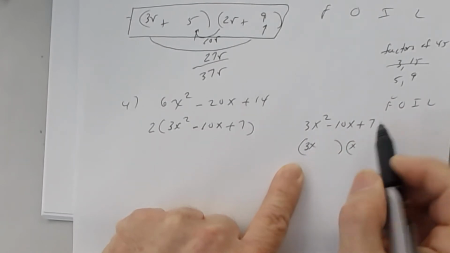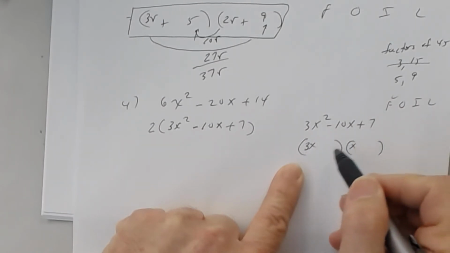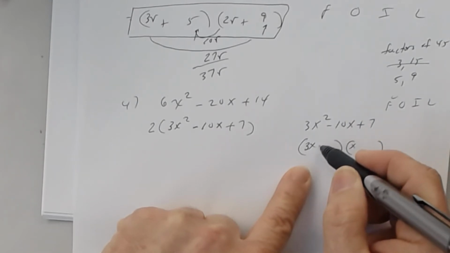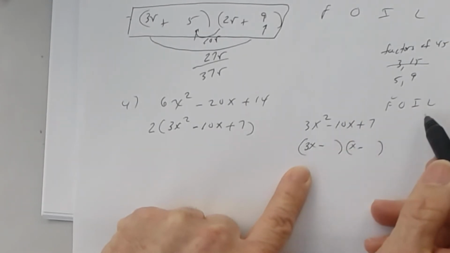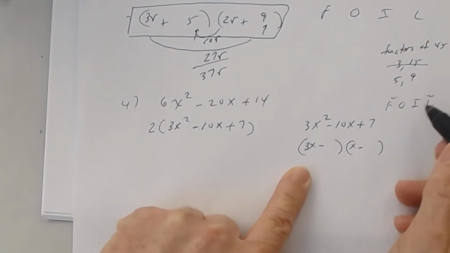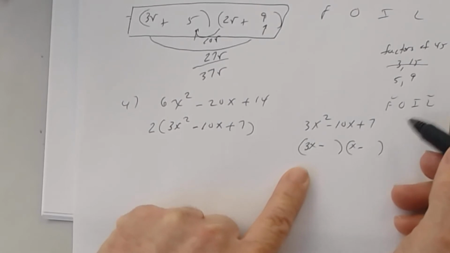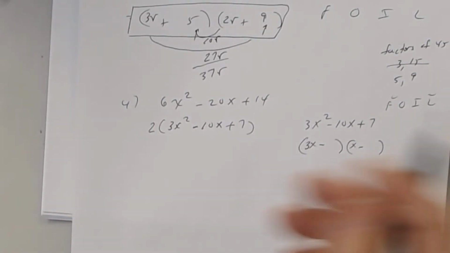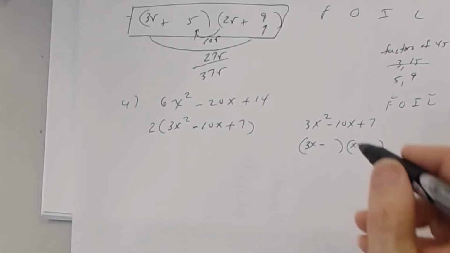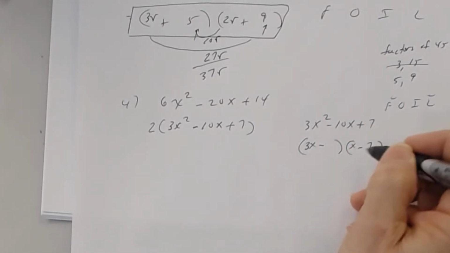3x and x. Now the last sign's positive. These signs have to be the same, and they're both negative. Good. And for L, what's the only possibility to get a product of 7? 1 and 7. All right, now that's where you can say, I'm going to put the 1 here, the 7 there. That's fine. You can do that. So I'm going to put the 7 here, the 1 there.